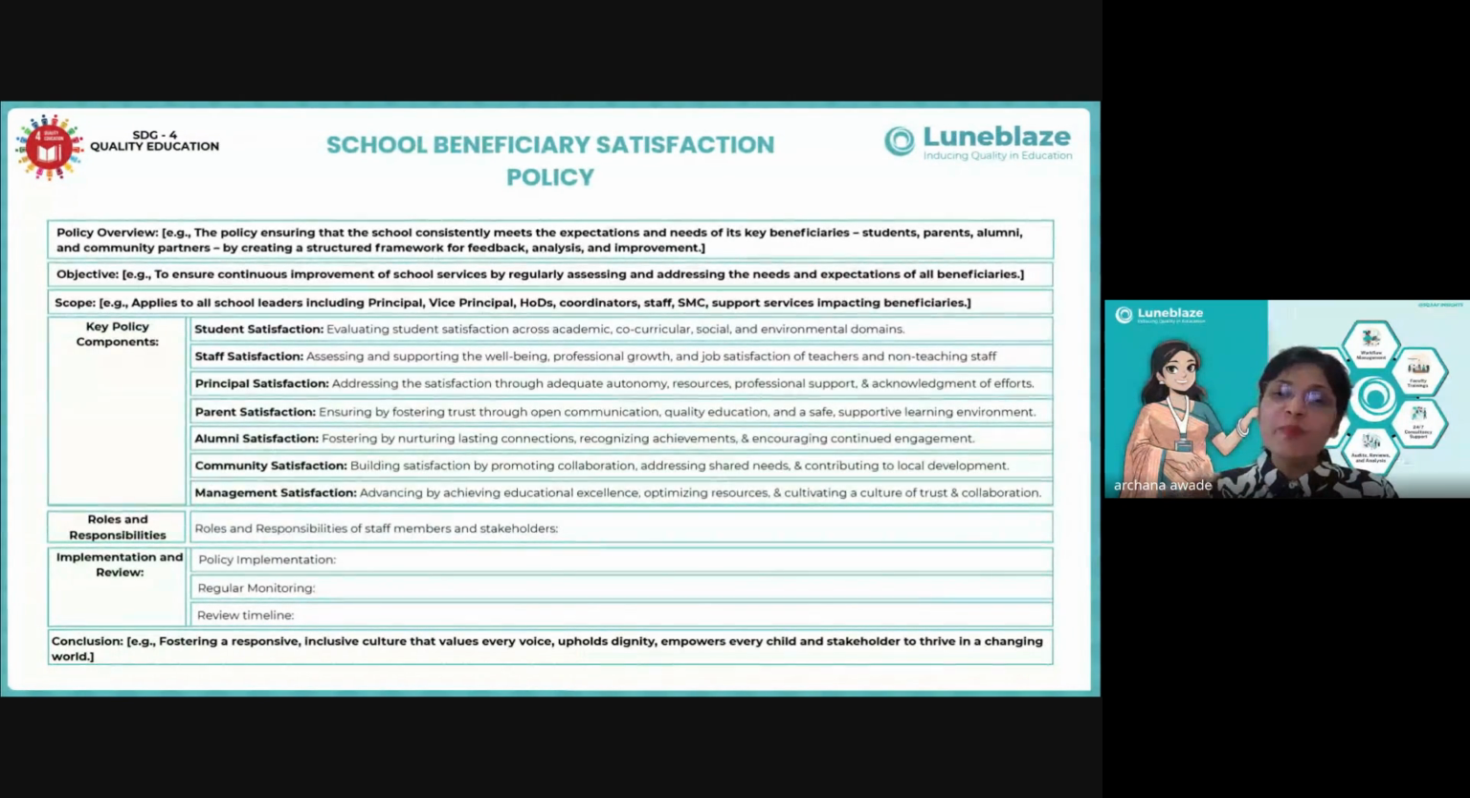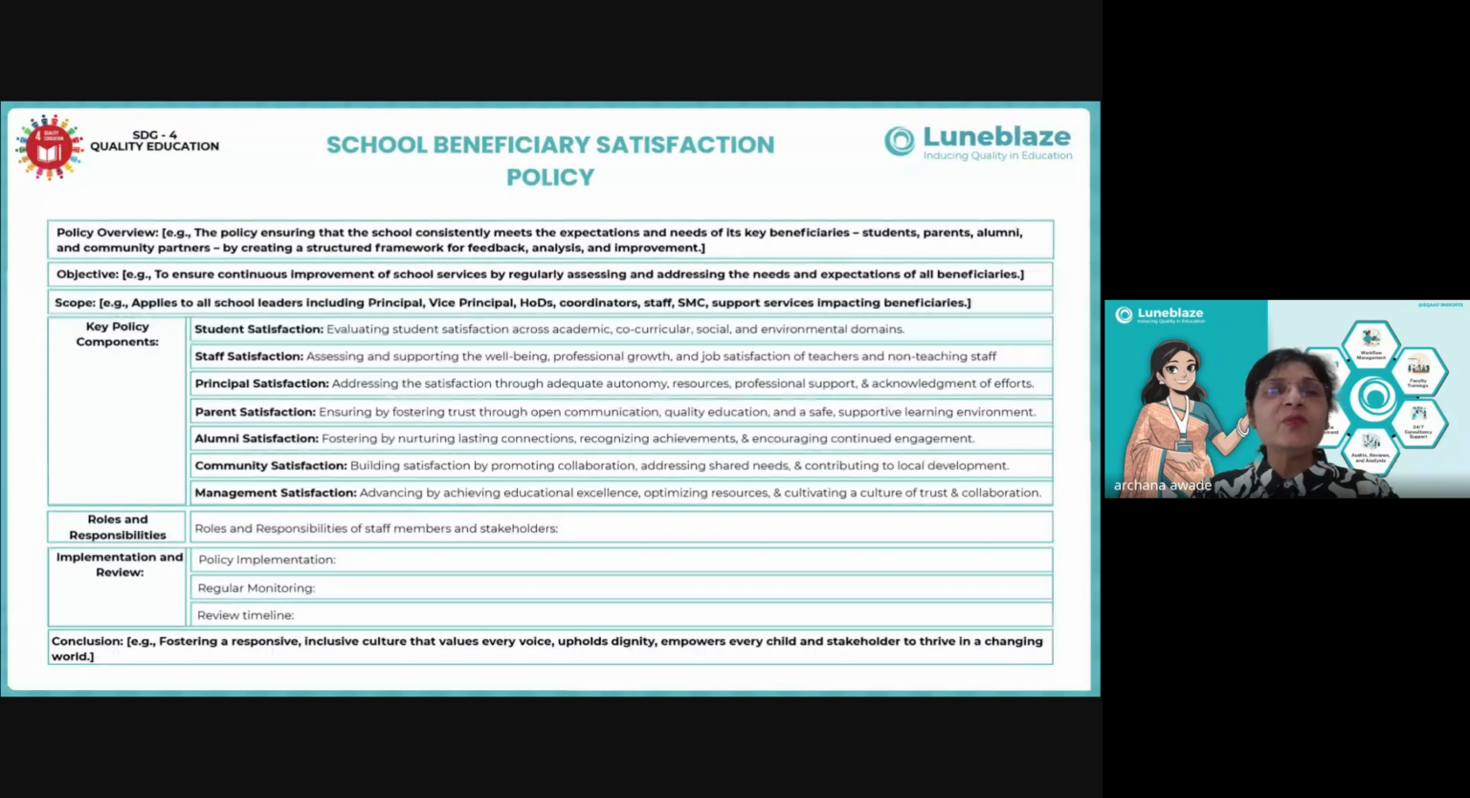So all has to be mentioned under key policy component. Then again, about the community satisfaction, like partnership with NGO, local service project. Then we'll have management satisfaction, like effective use of resources, leadership cultures, etc. Later, then you define the roles and responsibility. Who is responsible for which component? So clearly outline who is responsible for gathering and analyzing and acting on the feedbacks.